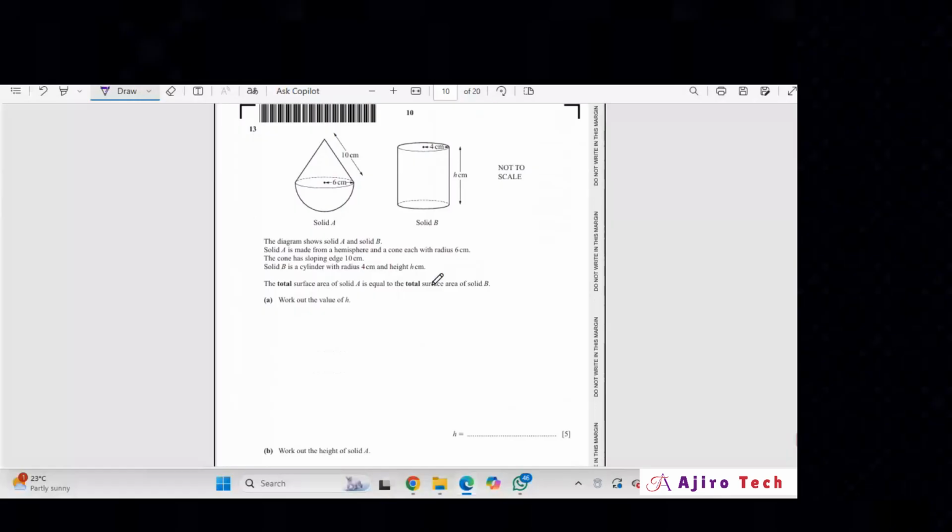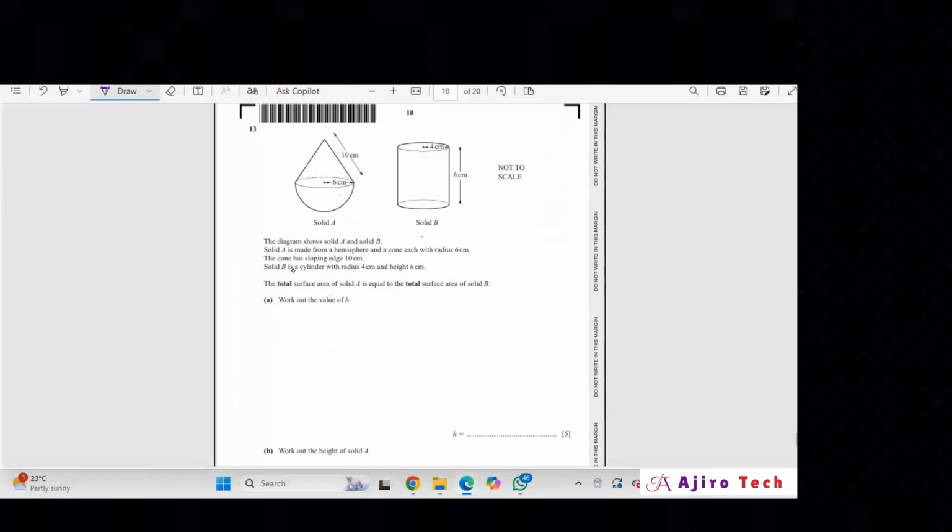We have two shapes here. The diagram shows solid A and solid B. Solid A is made from a hemisphere and a cone. If you look at it, there is a cone on top of the hemisphere of solid A. This shape here is a cone. Then we also have the hemisphere under it. There's a radius of 6 there. Now, the cone has a sloping edge. That sloping edge is called the slant height.